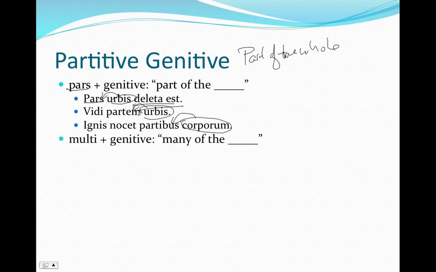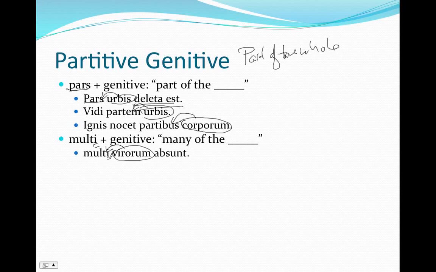And we can find it with other words other than pars, like multi, many of this. So multi and the genitive. Here, you'll have to watch the gender of multi, but we translate multi plus the genitive as many of the blank. So, multi virorum absunt, many of the men are absent. Virorum here is our partitive genitive. It's modifying multi. So we have a group of men, and many of them are absent.